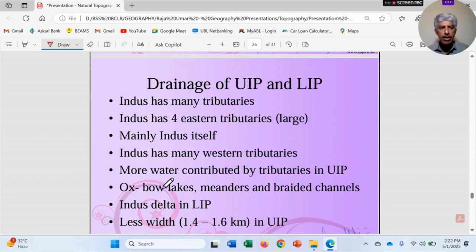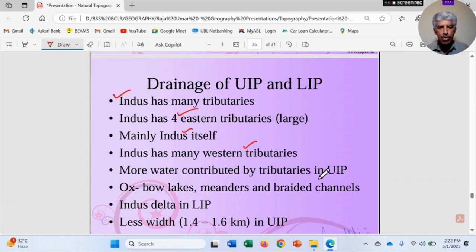Drainage of the upper Indus Plain and lower Indus Plain. Already explained, Indus has many tributaries. Yes, not only these but many others from the western side as well. Indus has 4 eastern tributaries. They are the large ones, mainly. Still, Indus itself is the big river. Indus has many western tributaries as well: River Swat, River Kabul, River Kurram, River Tochi, River Gomal, River Zhob. So all these are the western tributaries of River Indus. We studied these rivers yesterday.